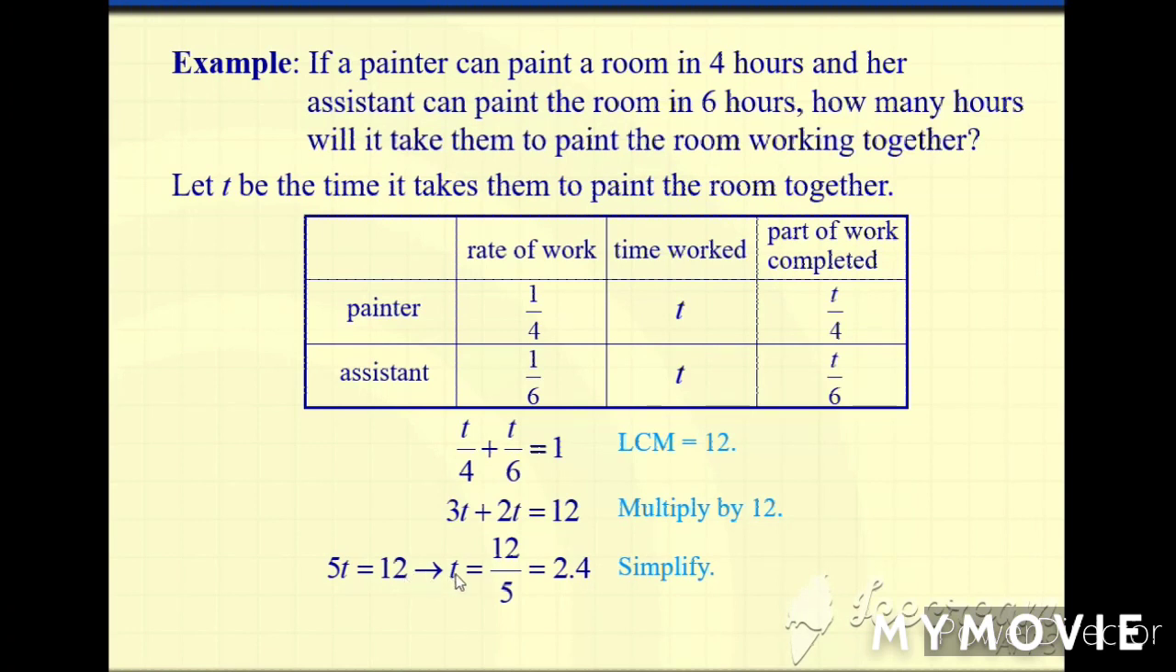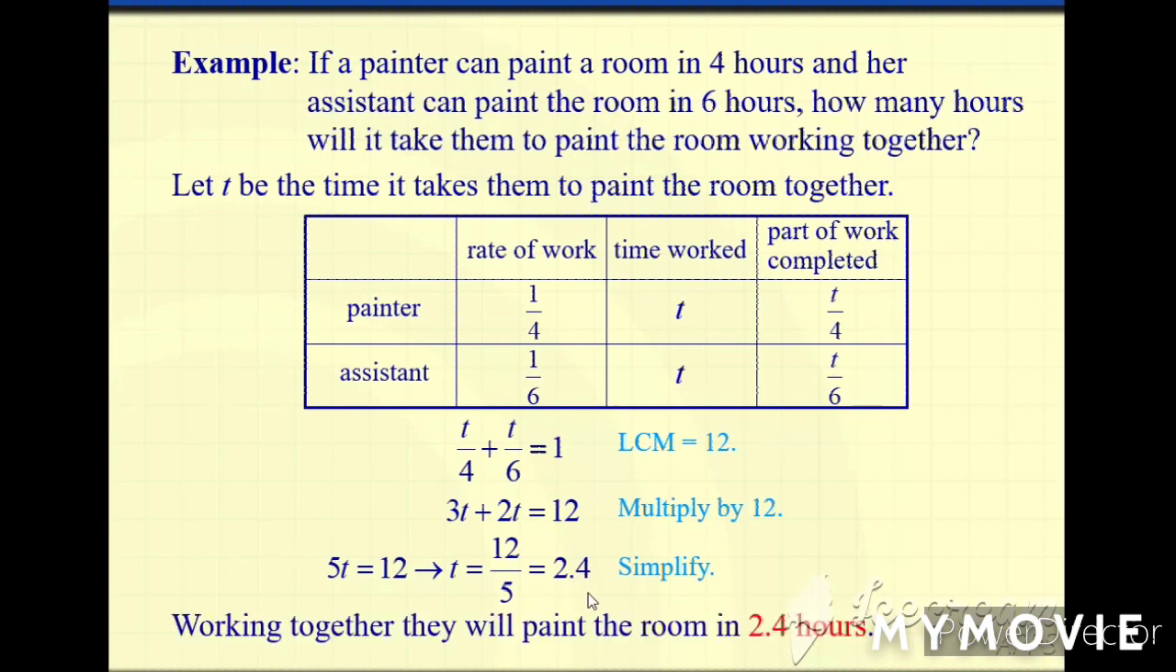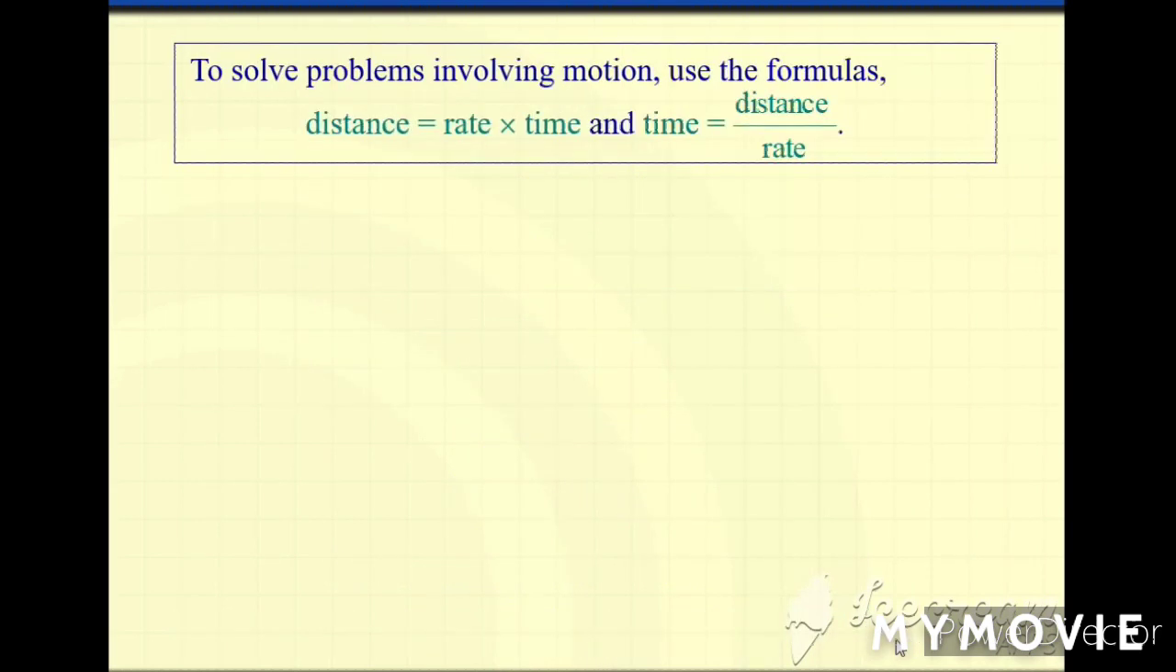Solving for T, divide both sides by 5. So 12 over 5, which is equal to 2.4 when you simplify. So working together, they will paint the room in 2.4 hours. So this is now our answer.